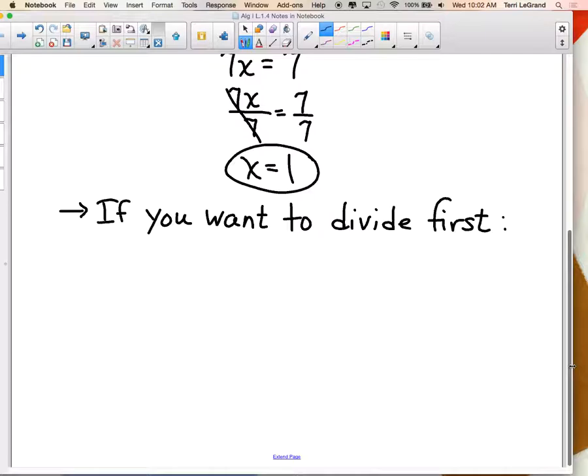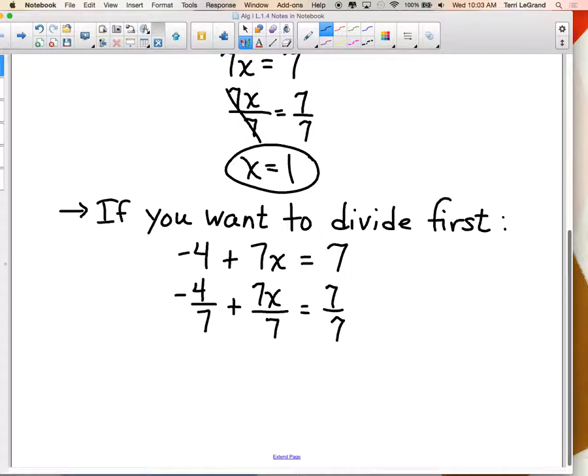So let's write our equation over. -4 plus 7x equals 7. If you're going to divide by that 7 first, you're going to have to do this. -4 has to be divided by that 7. 7x has to be divided by that 7. 7 has to be divided by that 7. All 3 pieces.